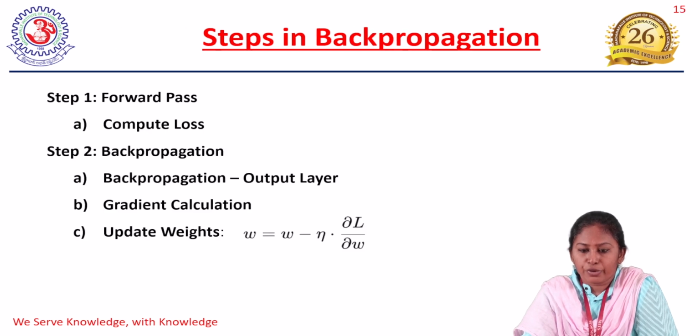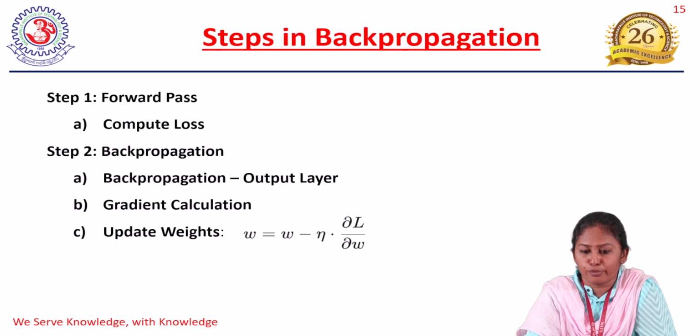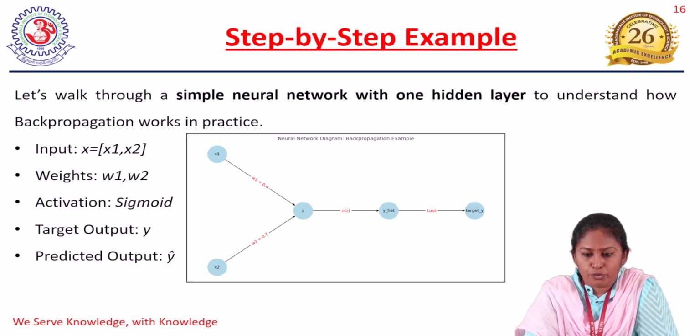Now we are coming to the steps in backpropagation. First, as I mentioned, we start with the forward pass from the input to the output layer. Once it is over, I compute the loss, that is the error. Now our backpropagation starts. I'll start with the output layer, then the gradient calculation. Based on the gradient calculation, we are going to update the weights. These are the steps we are going to follow in backpropagation. With this, we move on to step-by-step examples involved in our backpropagation.